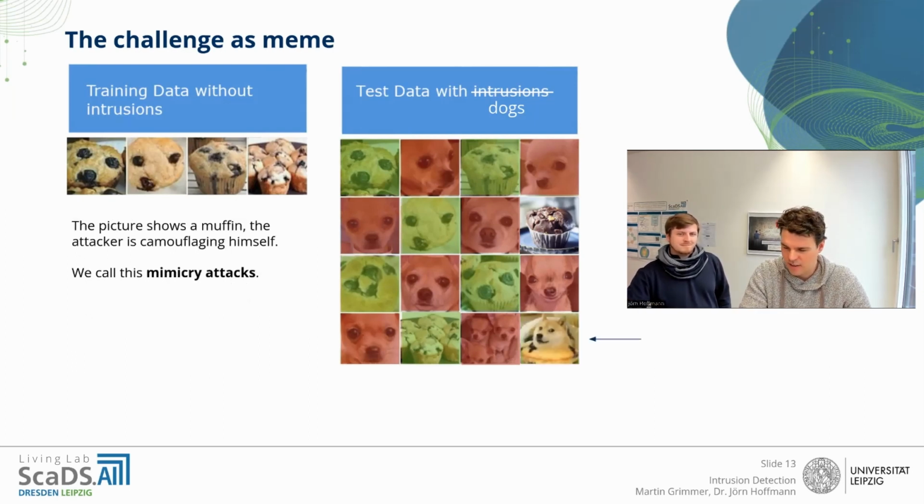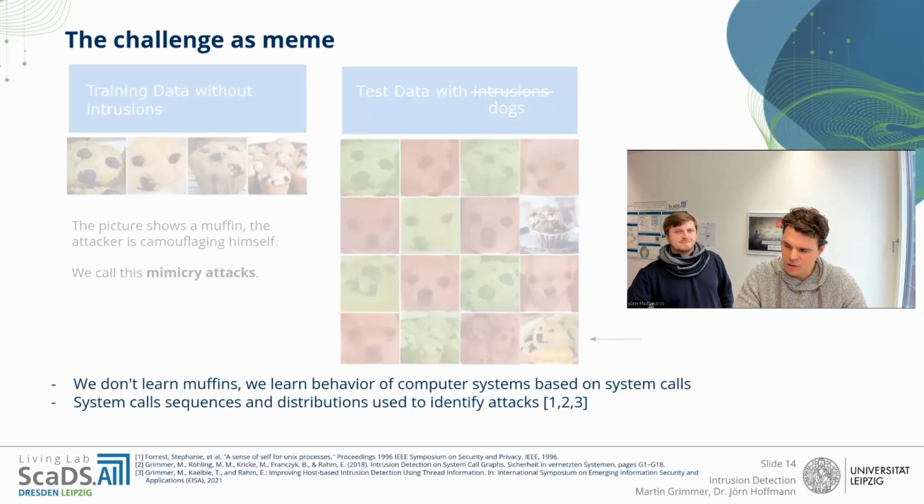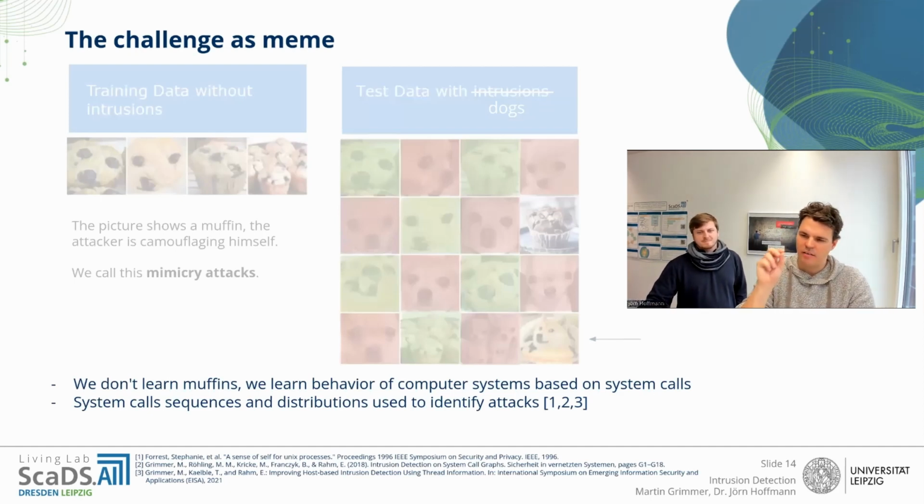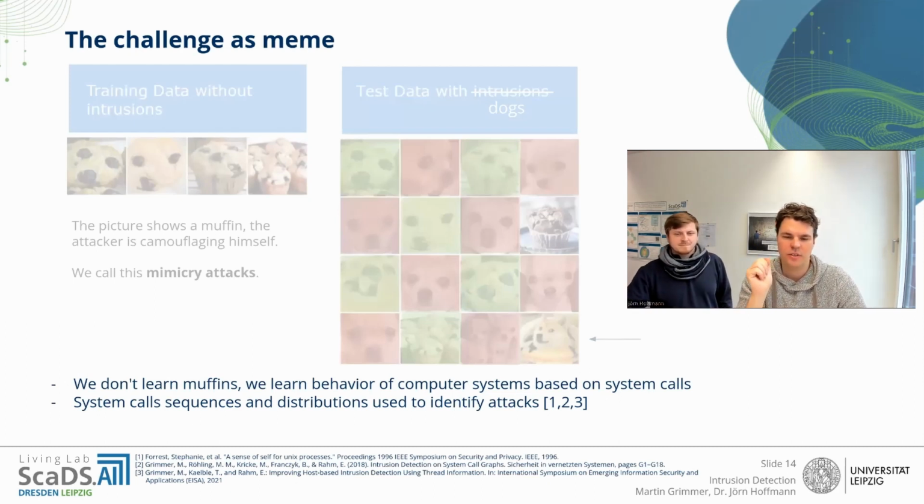And we also have attackers. In this case, this muffin dog here. Thanks to the Photoshop skills of Martin, we have combined them. You see, it's falsely detected as correct, but it's a so-called mimicry attack. So this is a false negative. Here we want to attack. In the real sense, we don't learn muffins, we learn the behavior, so the system call sequences or frequencies of these system calls, and we analyze them to identify the different kinds of attacks.